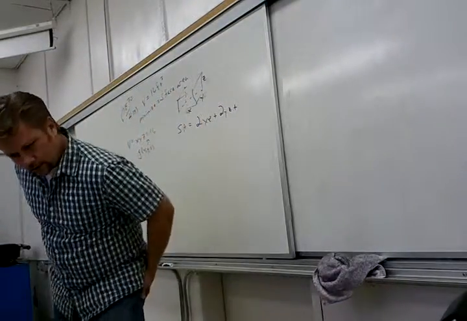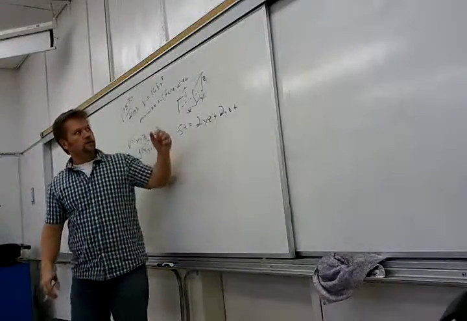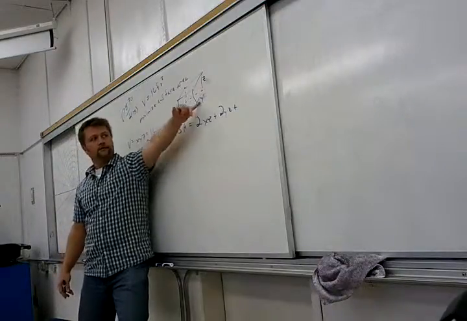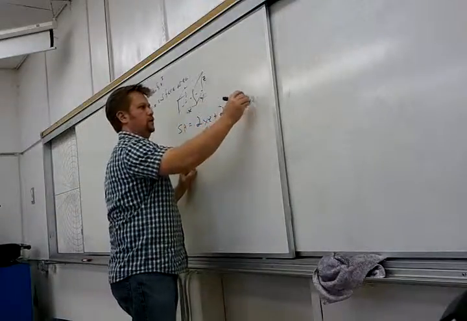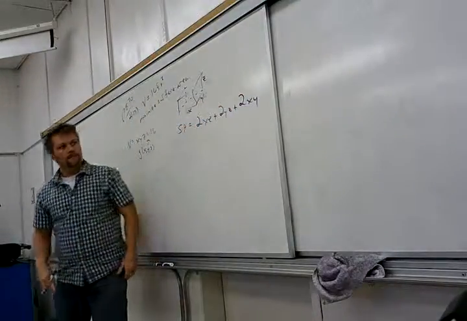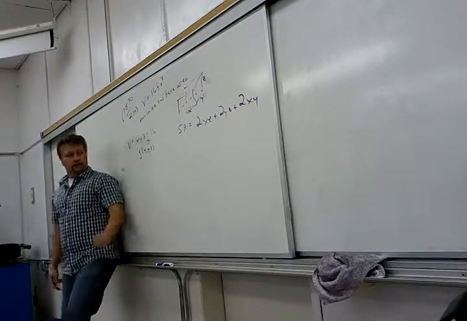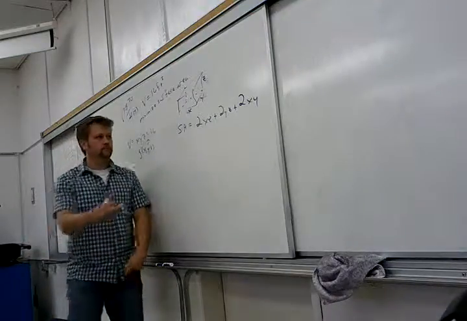It's open right now, so we assume it's closed. So I've got the top and the bottom, xy, plus 2xy. So this is my g, that's going to be my f.